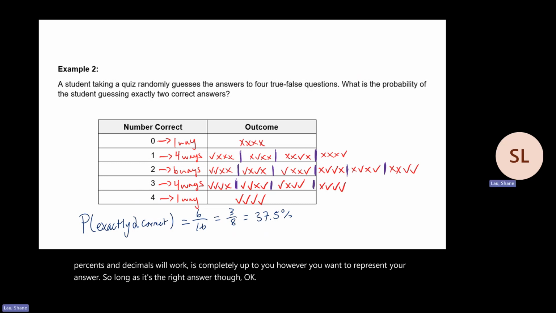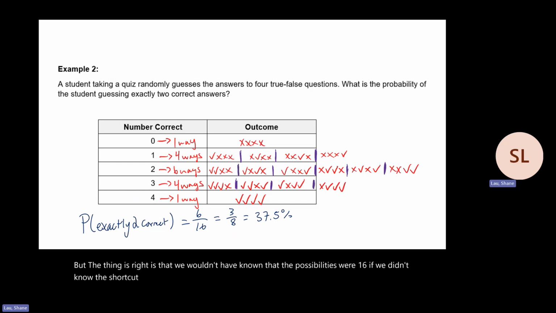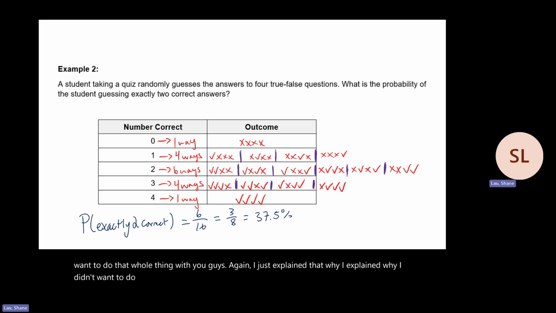But the thing is, we wouldn't have known that the possibilities were 16 if we didn't know the shortcut that I just showed you, or if we did this whole thing. And I didn't want to do that whole thing with you guys again. I just explained why I didn't want to do that. But this is going to save us a decent amount of time, instead of doing all these X's and check marks and such.